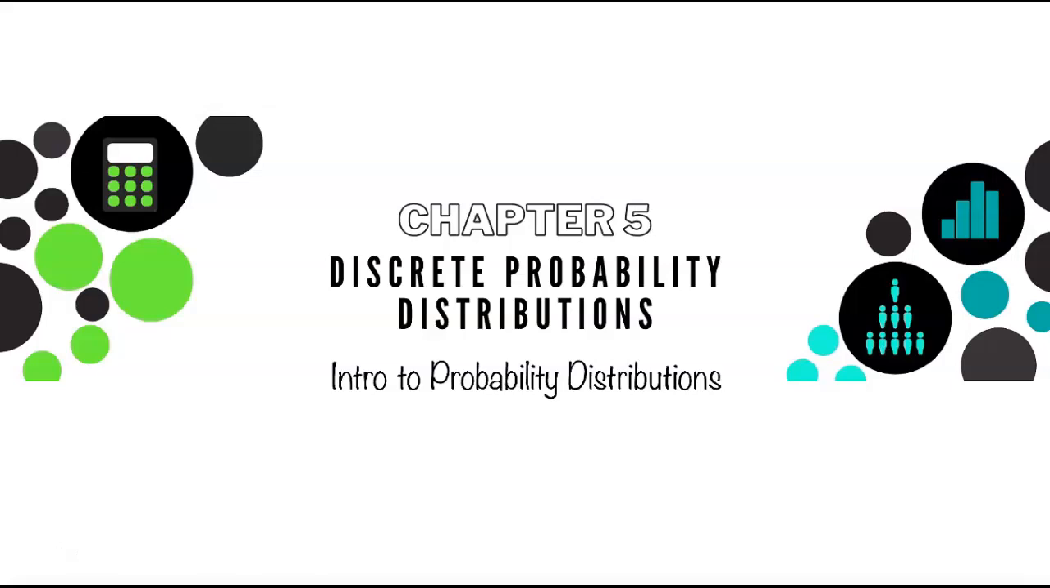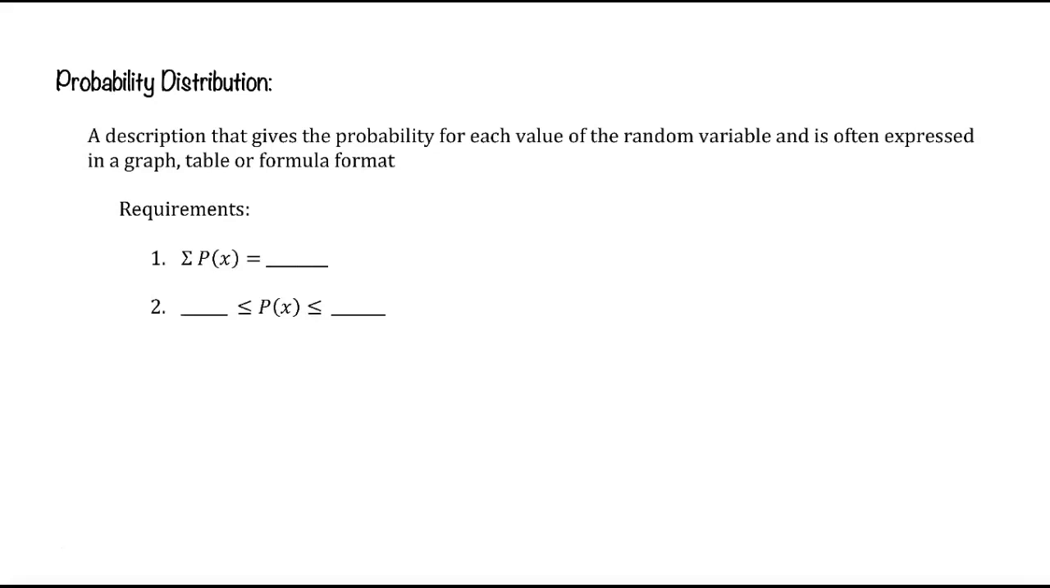In this lecture video, we're going to introduce the idea of a probability distribution. A probability distribution is a description that gives the probability for each value of the random variable, which we refer to as x, and is often expressed in a graph, table, or formula format. The probability for each value of the random variable we notate as p of x.